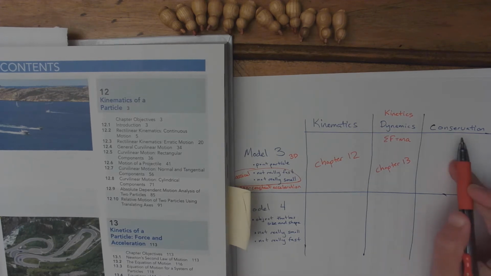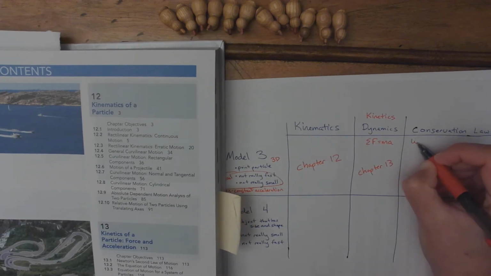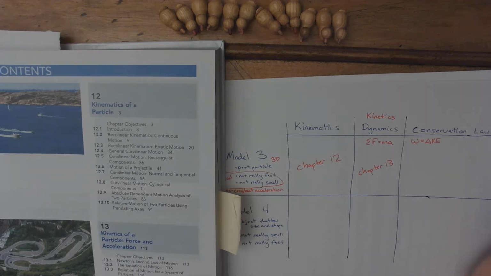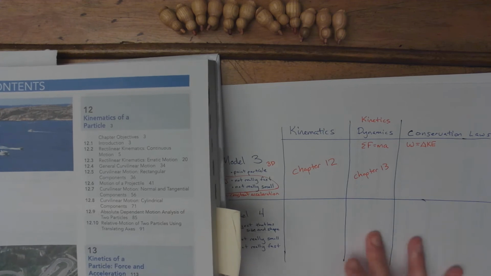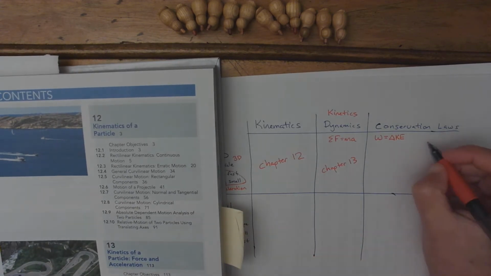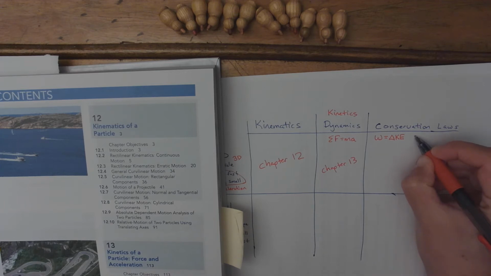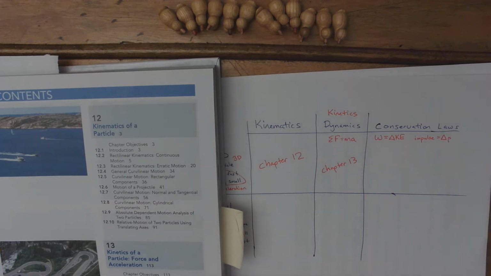Okay, and then next we have conservation laws. Our conservation laws in Physics 161 were work is equal to the change in kinetic energy. There are different ways of writing that equation, but that's maybe what we started off with. And then the impulse, I think I'm just going to write impulse, is equal to the change in momentum.